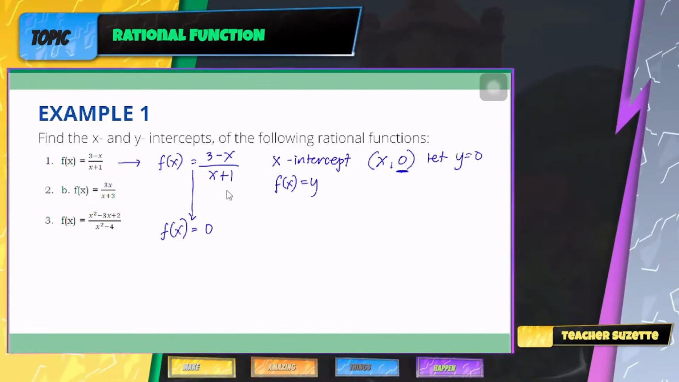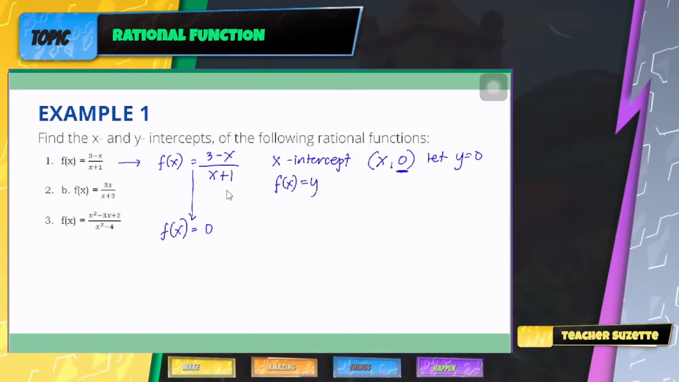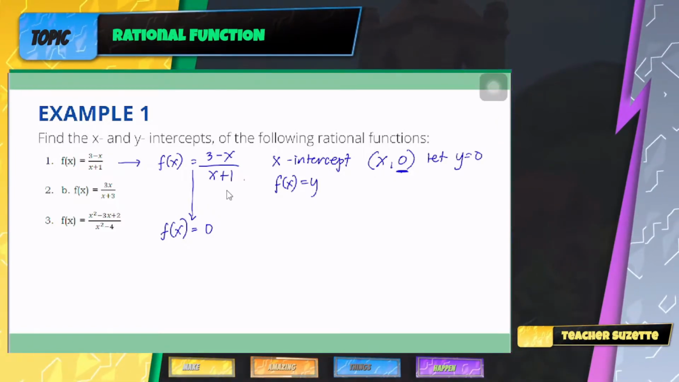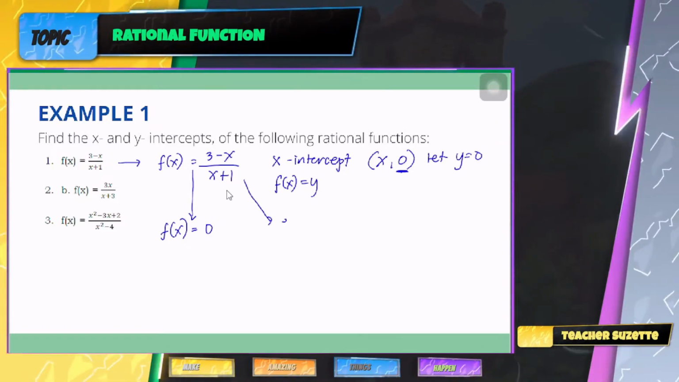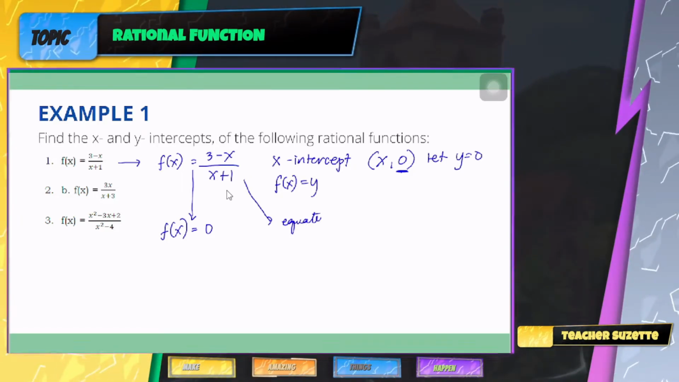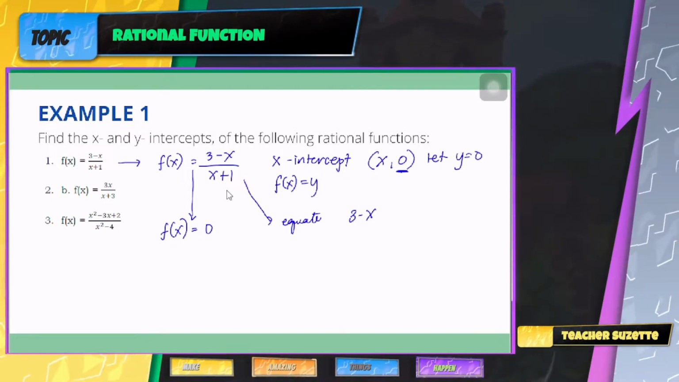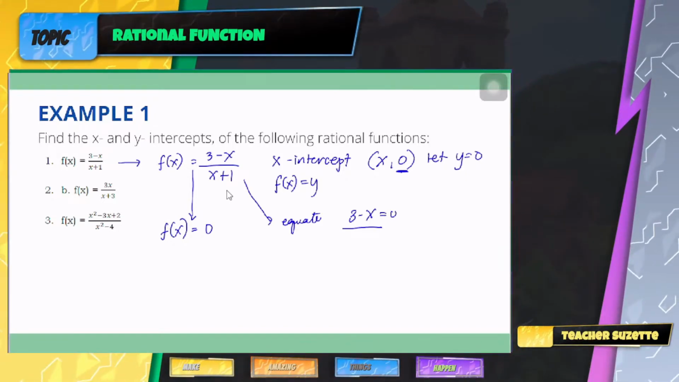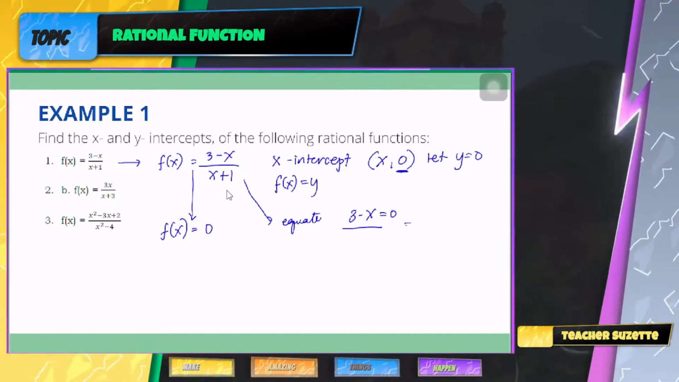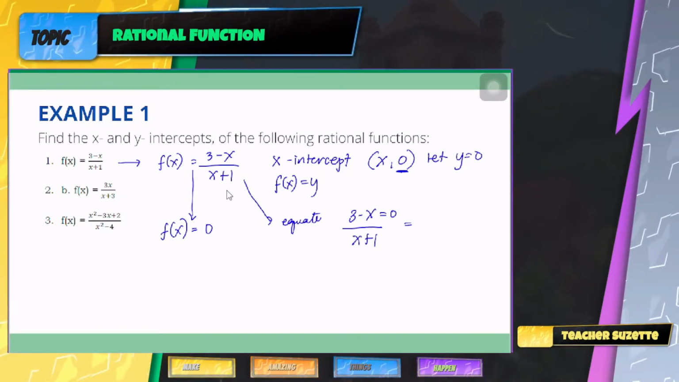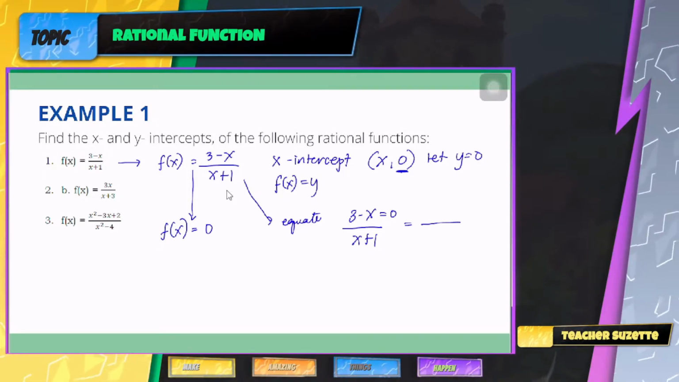So, one of the things na pwede mong gawin dito is to make your numerator equal to 0. Why? Kasi when you equate your numerator to 0, ano mangyayari? 3 minus x, then gawin mo siyang equal to 0. Assume mo na lang na hindi mo pa sinosolve yung denominator. So, sabihin natin na nakuha mo na yung pinaka-value niya.